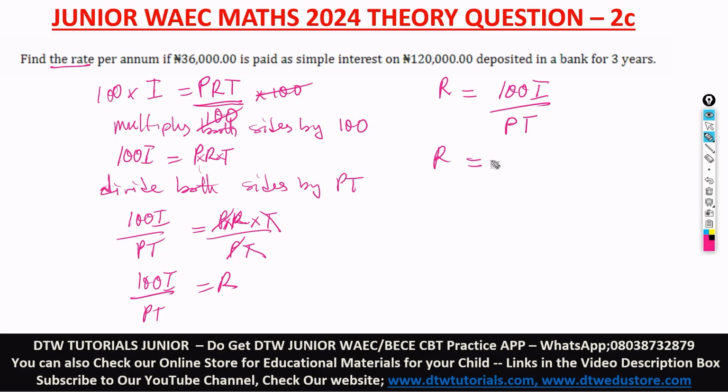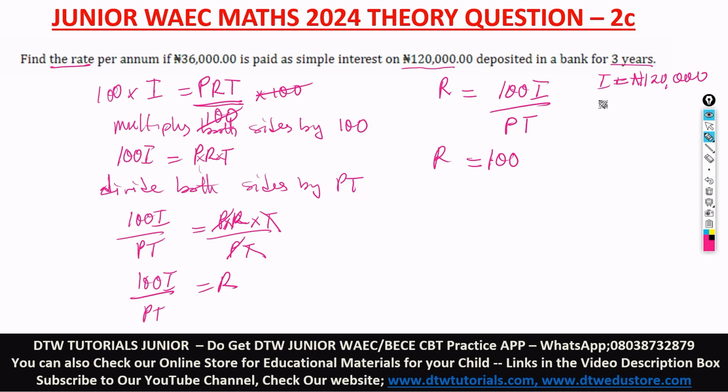So R will be equal to what? 100. What is our I? From our question, the interest, look at the question. Find the rate per annum if 36,000 naira. This is 36,000 naira. Don't add up these two zeros. No. Okay. This is 36,000 naira. Is paid as simple interest on 120,000 naira deposited in a bank for 3 years. So it's always good you state that your interest is equal to, always state this. All right. So the teacher, your examiner, whoever is going to mark your script, will know that this student knows what he's doing.